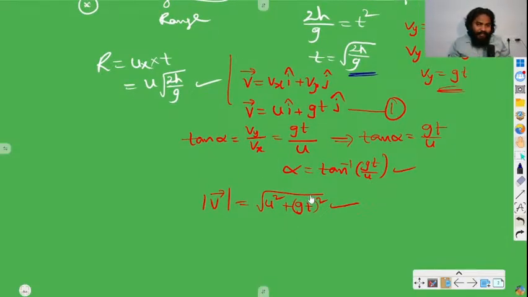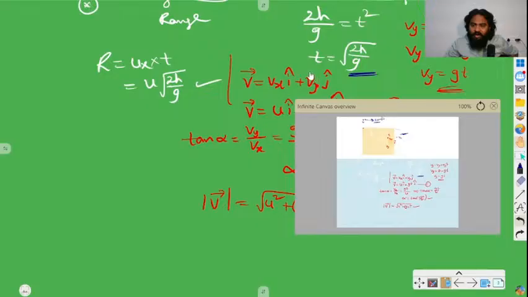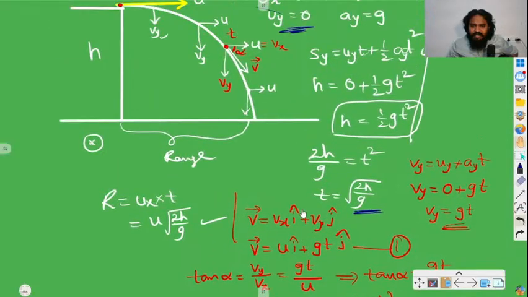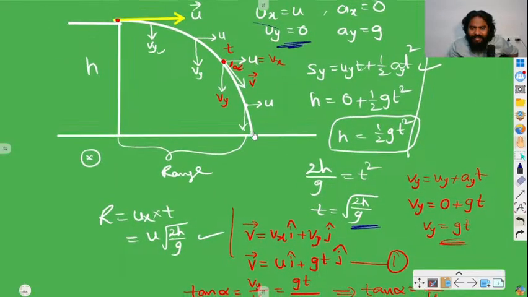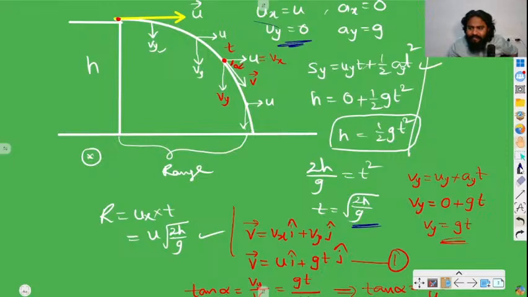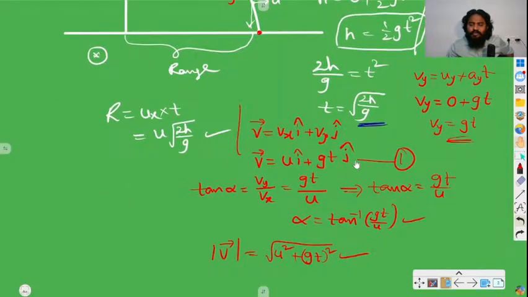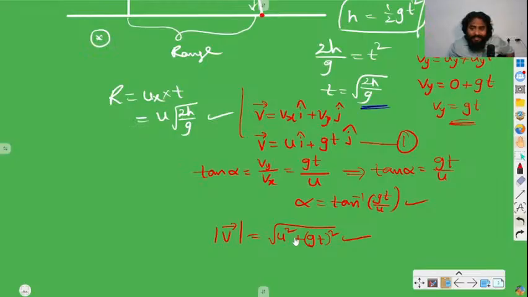At the same time, what is the final velocity, the velocity with which the object hits the ground? Let's find out the velocity at this point while hitting the ground. Okay, shall we calculate? Yeah, let's calculate the velocity at this point, right? So as I said, we have already derived one equation here: v is equal to root of u square plus gt whole square, right?